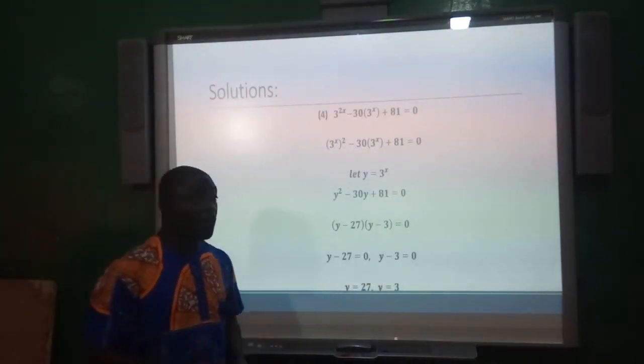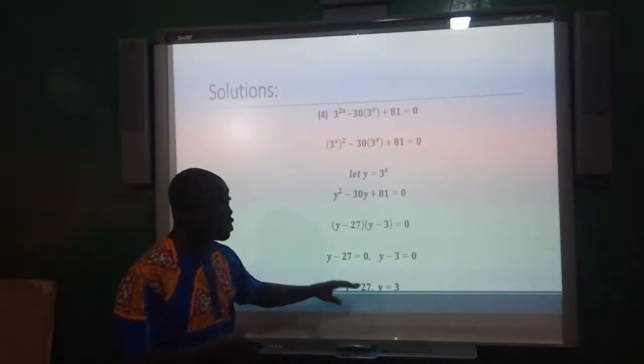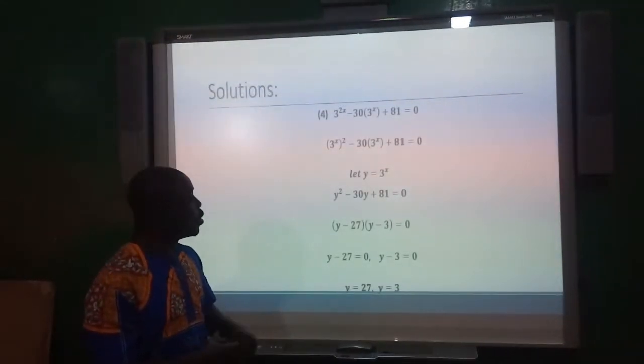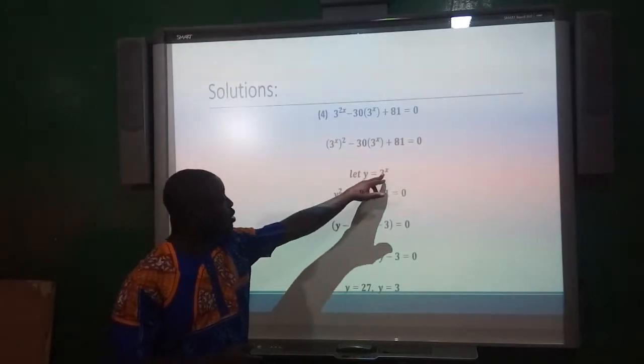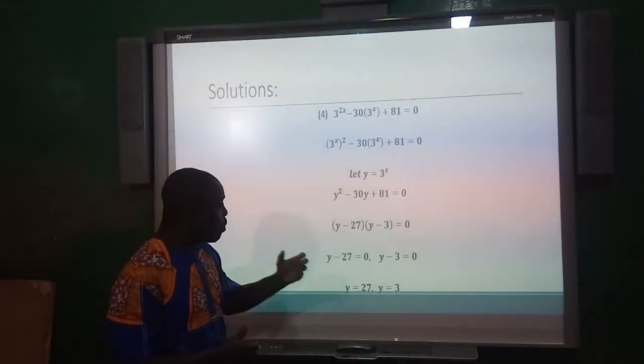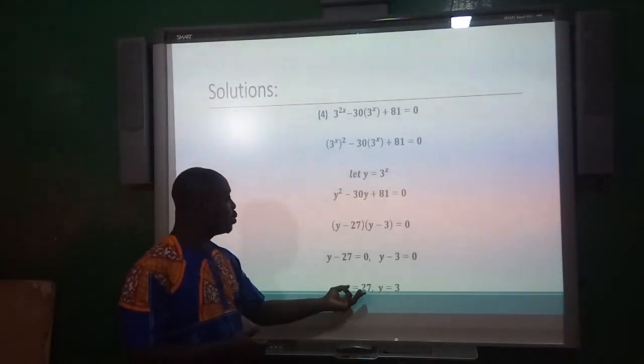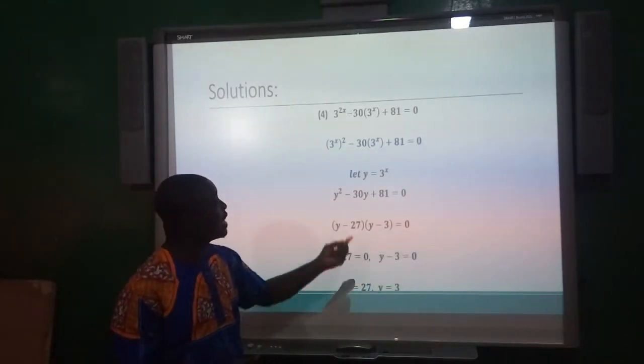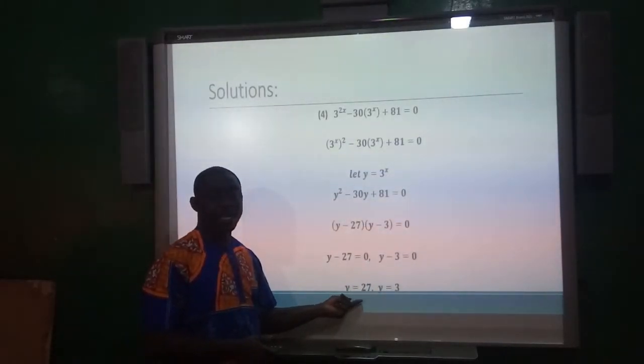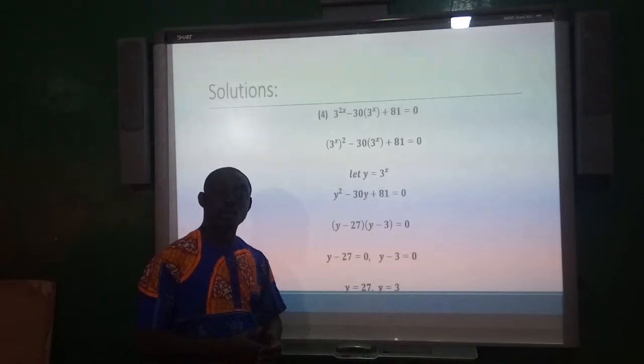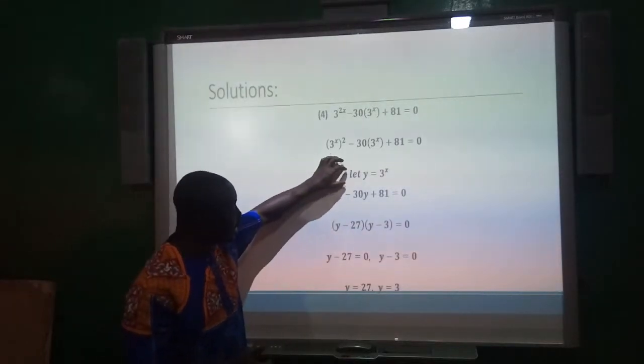But mind you, we are not solving for y, so we have not finished. We are solving for x. So we let y be equal to 3 raised to power x. So now that we have y equal to 27 and 3, we want to find x when y is 27 and when y is 3, by using what we have done over here.